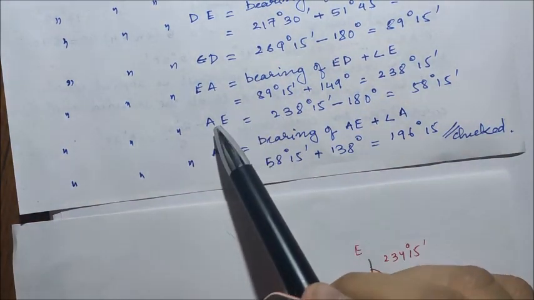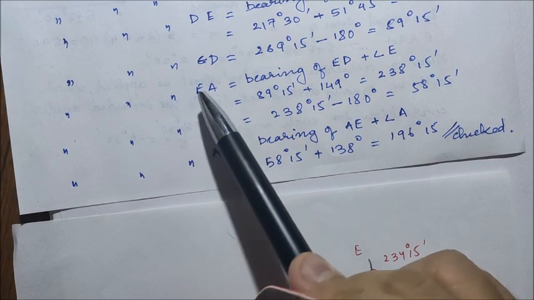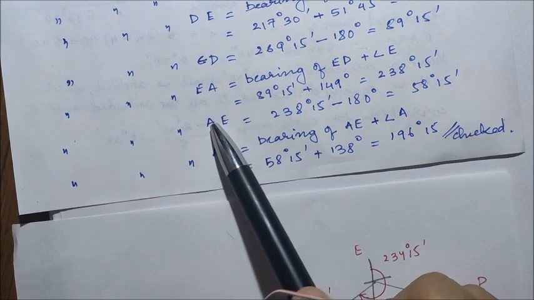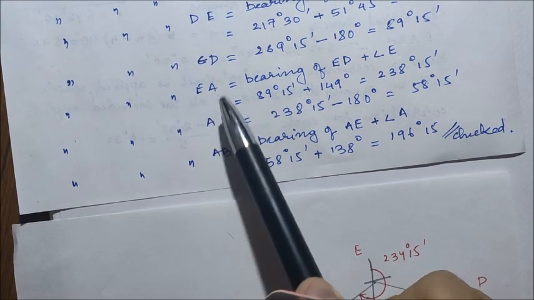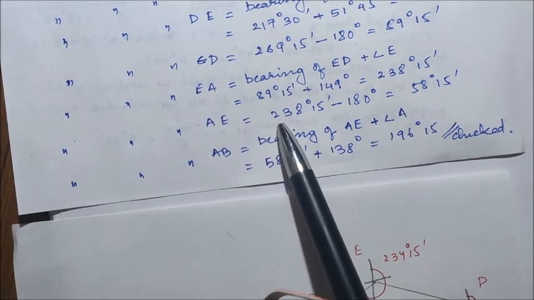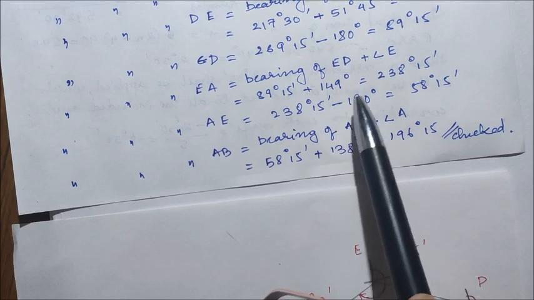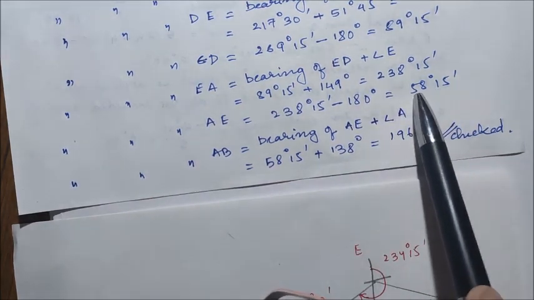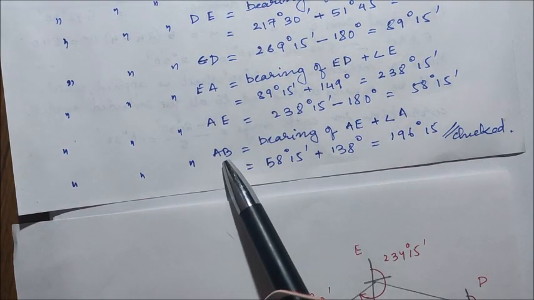Next, you have to find AE. Once you get EA, either add 180 degrees to it or subtract 180 degrees from it. So 238 degrees 15 minutes minus 180 degrees. Get it? This is the value.